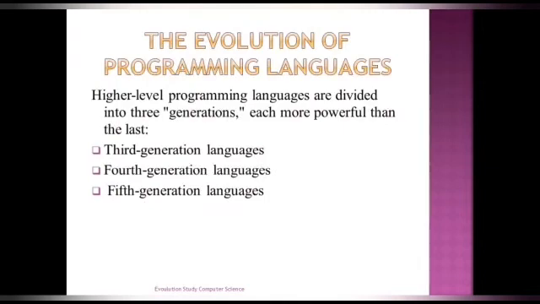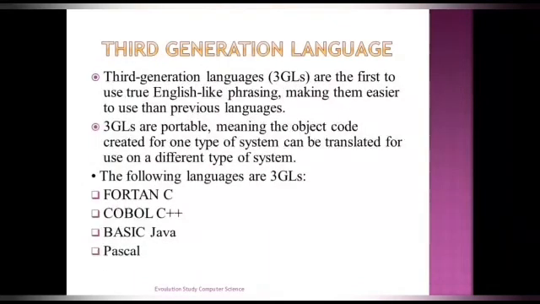Now let's take a look at the evolution of programming languages. High-level programming languages are divided into three generations, each more powerful than the last. Third generation languages, fourth generation languages, and then comes the fifth generation languages. Do you know what actually the third generation languages are?